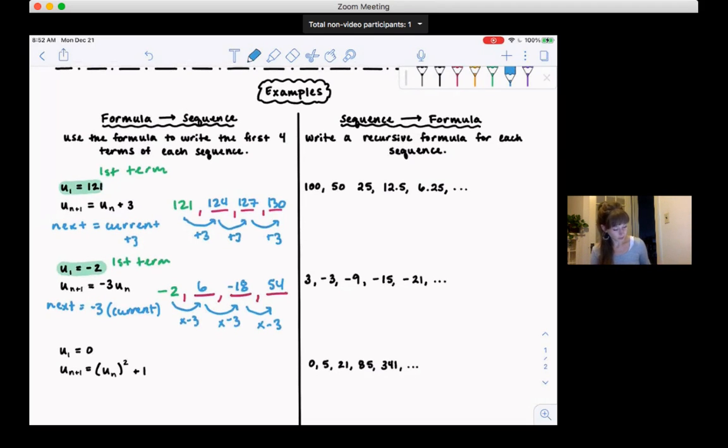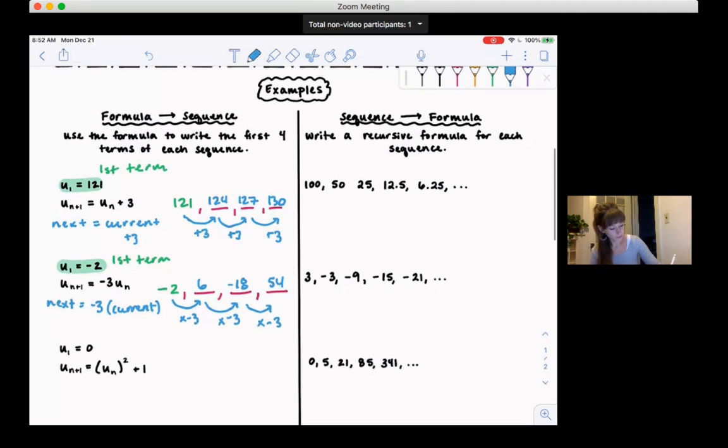All right, last example of formula to sequence. We have u sub 1 equals 0, so this is our first term.